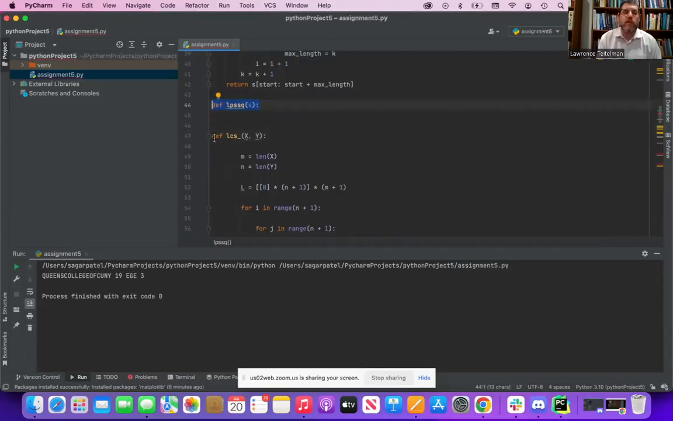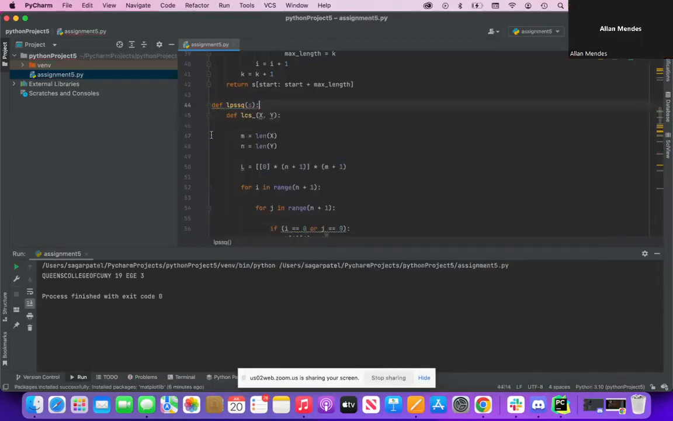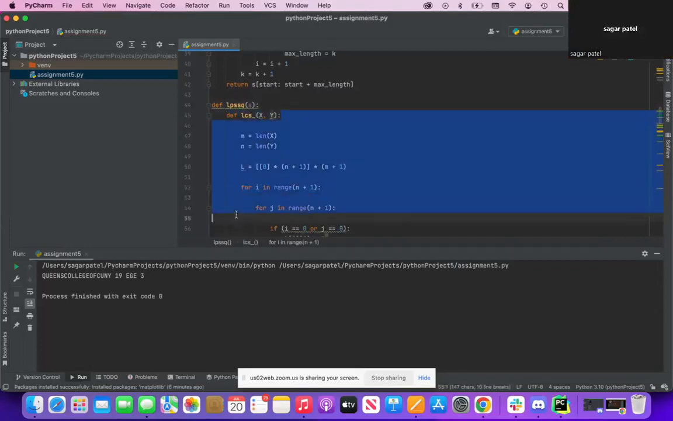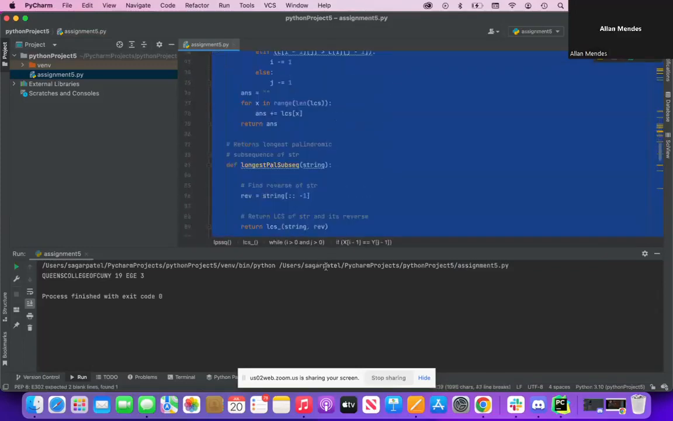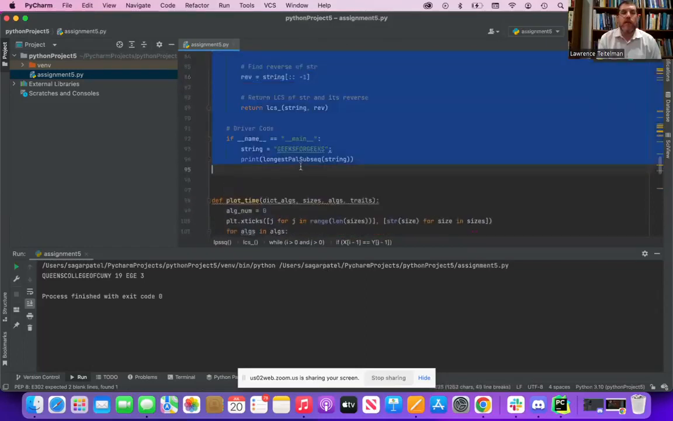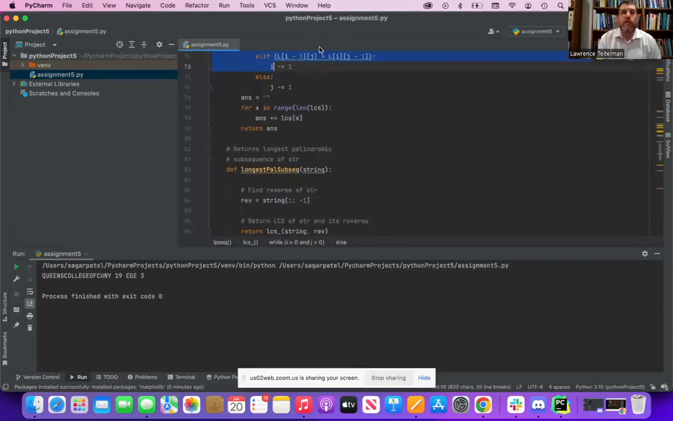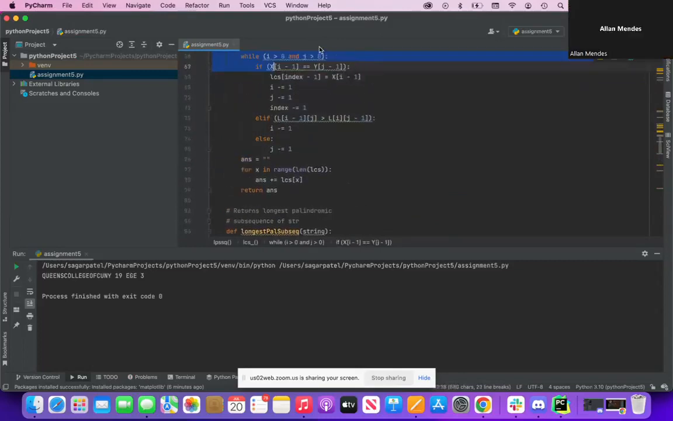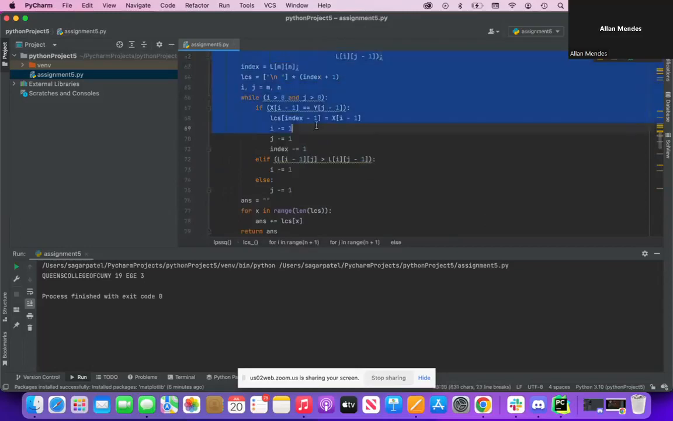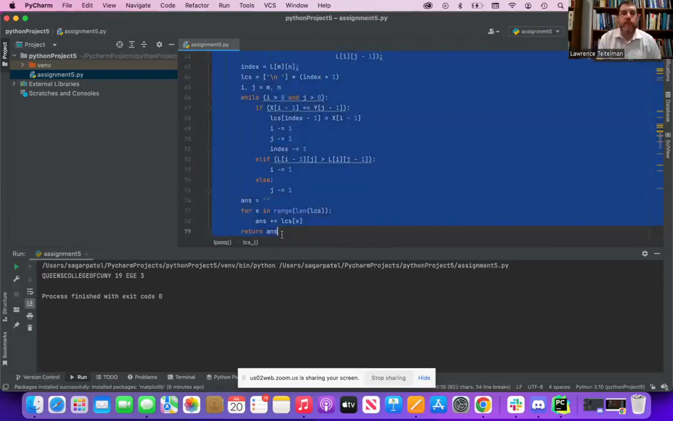Undo. No, copy it from 45, the line, all the way down. You need the 45 also. He has to copy the whole thing. Go down slow. Go up, slow, up to the return ans. Up to 79, the return ans.